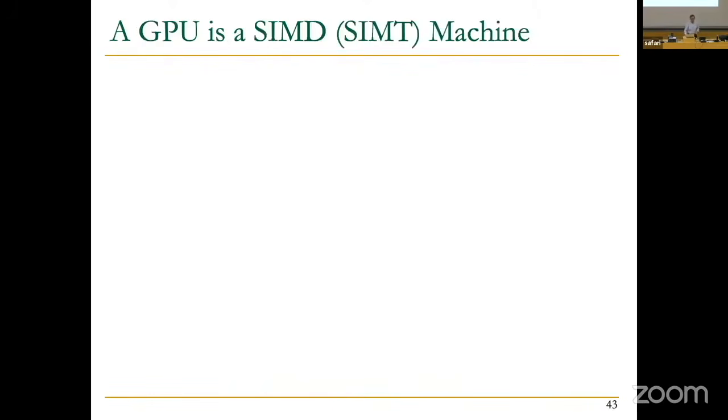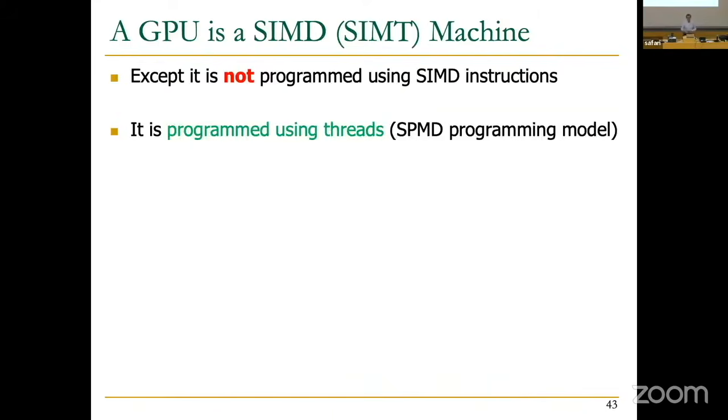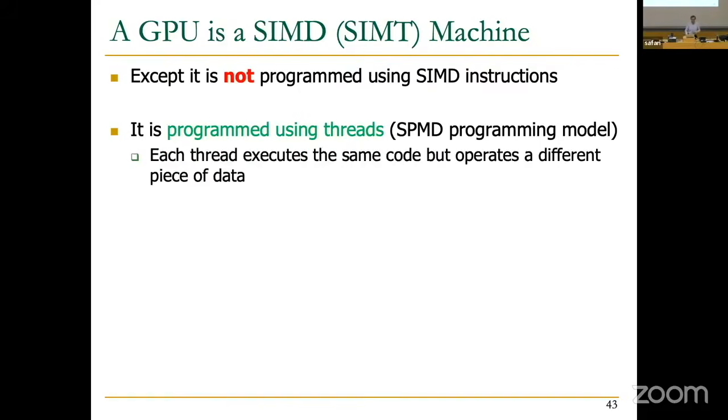So basically, a GPU is a SIMD or SIMT machine, except it's not programmed using SIMD instructions like we did yesterday. It's programmed using threads that everyone is familiar with. SIMD is a bit harder, if you will. But the threads need to obey this SPMD programming model. Each thread executes the same code, but operates on a different piece of data. Now, this looks very nice for graphics, right? Remember the image? We're doing the same set of operations on many, many elements of data. That's why this fits nicely.